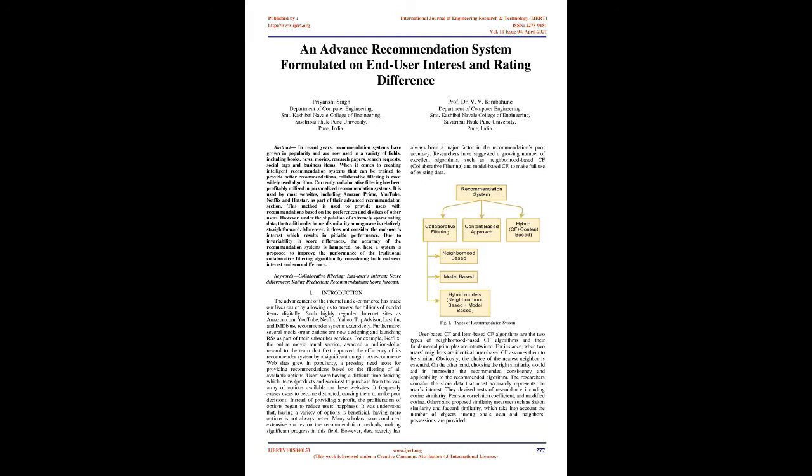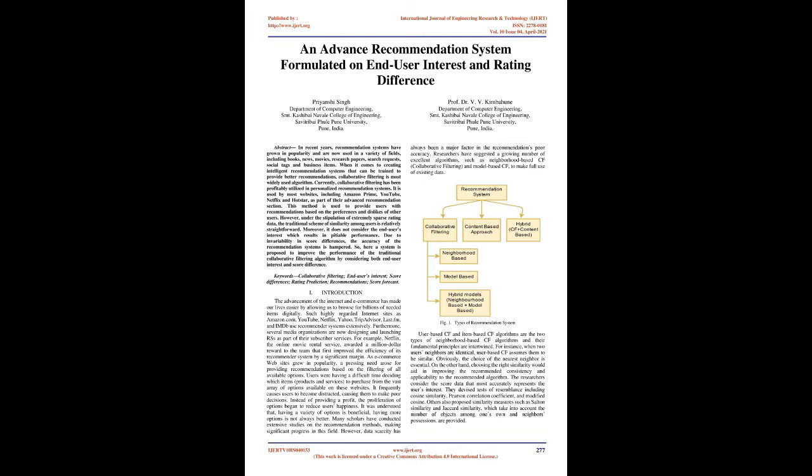Many scholars have conducted extensive studies on the recommendation methods, making significant progress in this field. However, data scarcity has always been a major factor in the recommendation's poor accuracy. Researchers have suggested a growing number of excellent algorithms, such as neighborhood-based CF and model-based CF, to make full use of existing data. User-based CF and item-based CF algorithms are the two types of neighborhood-based CF algorithms, and their fundamental principles are intertwined. For instance, when two users' neighbors are identical, user-based CF assumes them to be similar. Obviously, the choice of the nearest neighbor is essential.